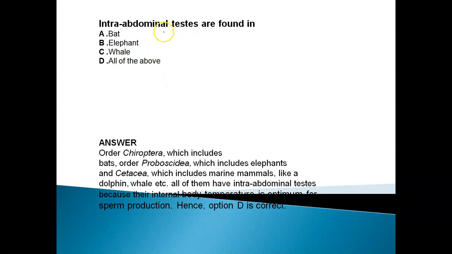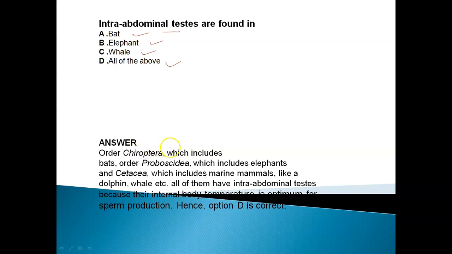Intra-abdominal testes are found in bat, elephant, whale, and all of the above. See, I told you that generally the testes are extra-abdominal, but in egg-laying mammals and besides egg-laying mammals, some organisms like bat, which comes in Chiroptera, elephant, which comes in Proboscidea, then the Cetacea group, marine mammals, that is whale and dolphin, the testes are intra-abdominal.